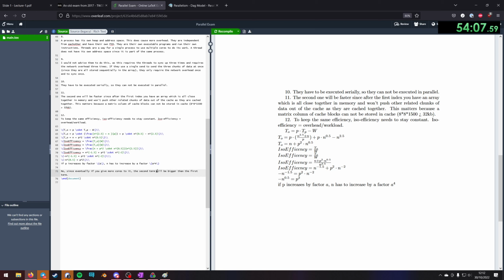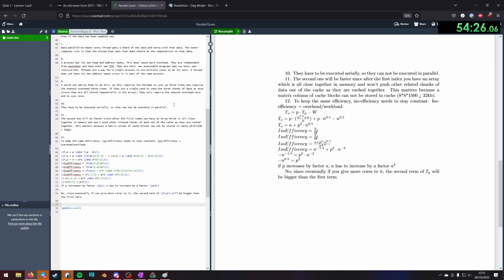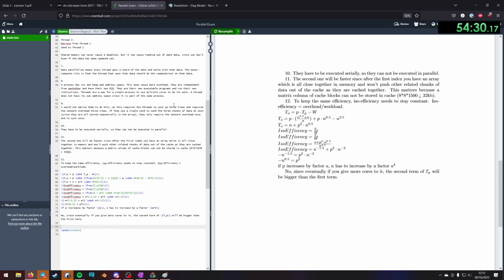The second term of t underscore p will be bigger than the first term. I hope that makes sense. And in that first term, it's n to the power 2.5, and a half. So you need p to grow very quickly to catch up to that, if that makes sense.